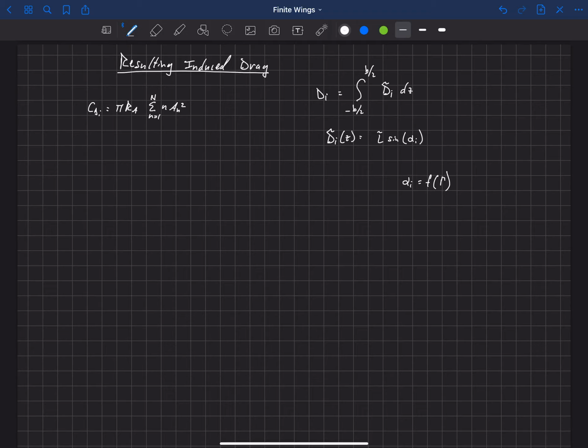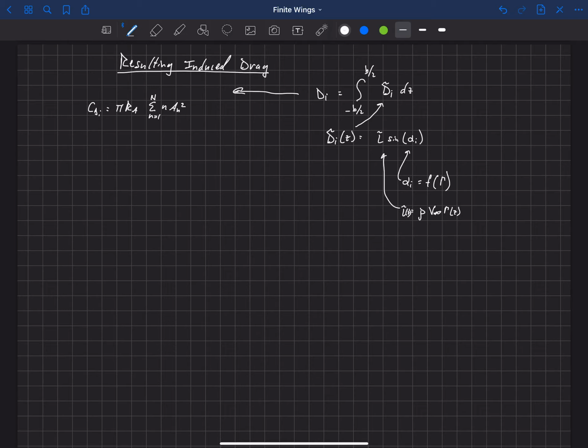And so we were able to plug that in there for alpha sub I, and lift actually is also related to gamma. It's from the Kutta-Joukowski law, rho v infinity times gamma at any z location. So this is lift at any z location. Anyway, we were also able to plug that in, and then plug this into there, integrate it, and we came up with this equation here for the induced drag.